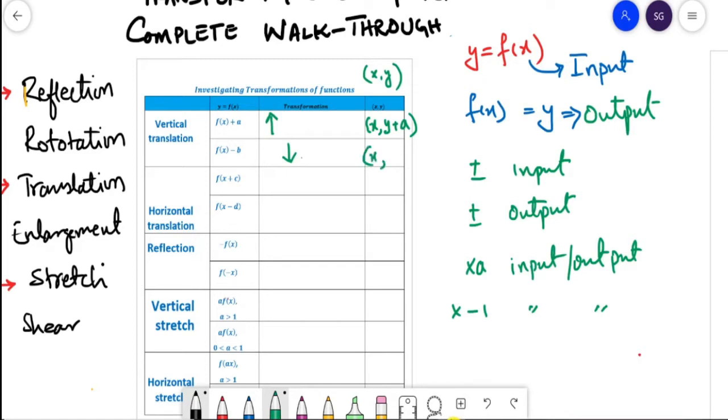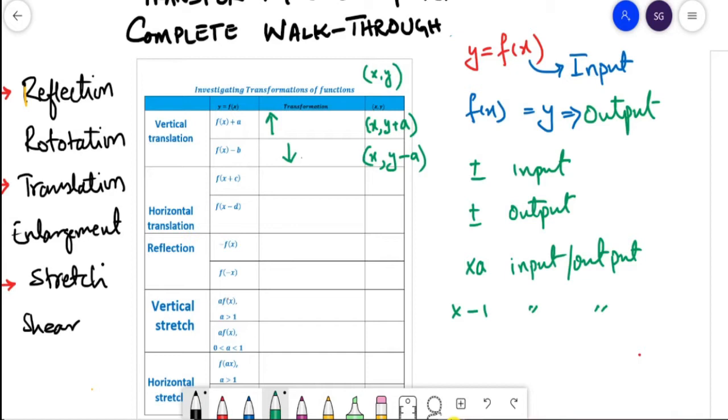Again, here we have a change in the y coordinate, but this time this is being translated down. So this is y minus a. That's the most generalized way of communicating. When a vertical translation is done, what you're doing is you're changing the y coordinates by addition or subtraction.